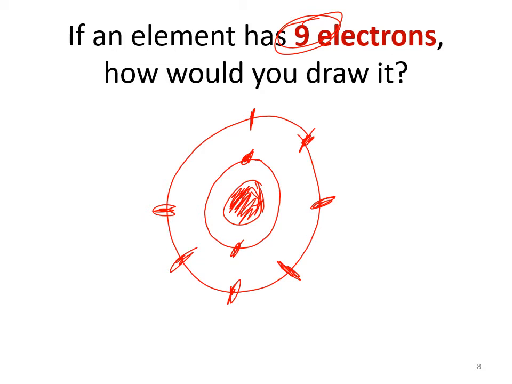Now, I can ask you, if you were to draw an element that has 9 electrons, how many electrons would be in the valence or the outer shell? And so you would have to know that you first put 2 in the center shell, and then the answer would be that when you look at this picture, you have 7 in the outer shell.